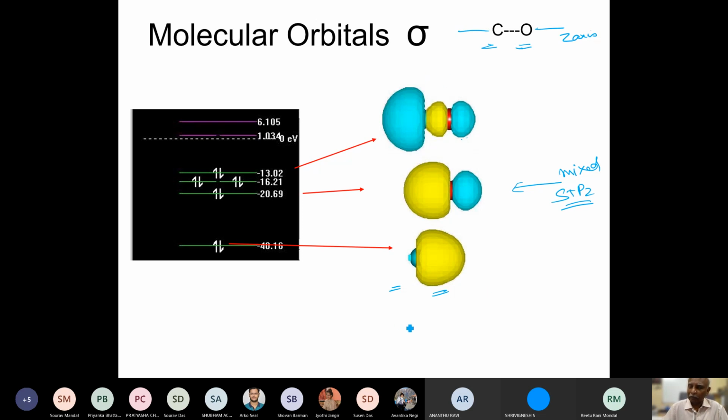So remember, this is carbon, this is oxygen side. The one at minus 13.02 electron volts, minus 13.02 indicates how much energy you require in order to pull the electron out from that molecular orbital. So that's the HOMO. This is my HOMO, and the HOMO is having this type of character. Now notice, because that is a HOMO, it is easiest to donate electron density from CO to any species from the carbon side.